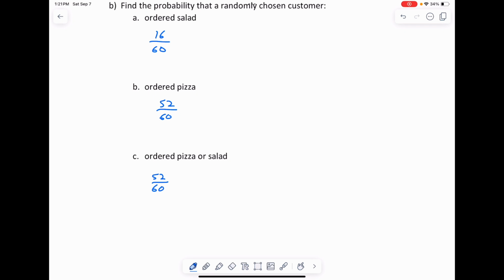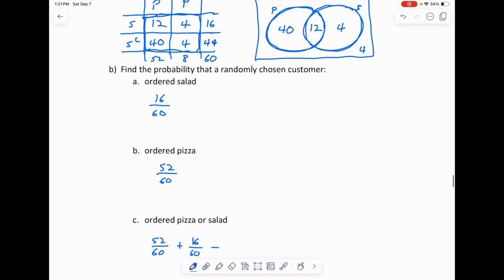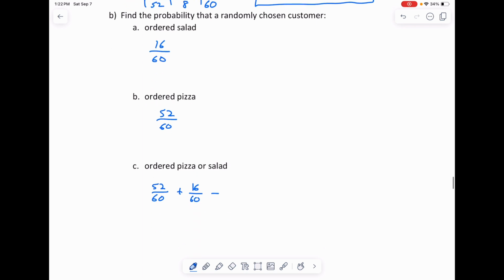The probability of ordering a salad is 16 out of 60. You'll notice right away that it doesn't make sense if we stop there, because we'd have 68 over 60, and that's over 100%. We can't have more than 100% of people doing something. That should be a red flag that we need to do more to this. We're going to subtract the probability that a person did both pizza and salad, which is 12 out of 60. When we do that, we get 56 out of 60.